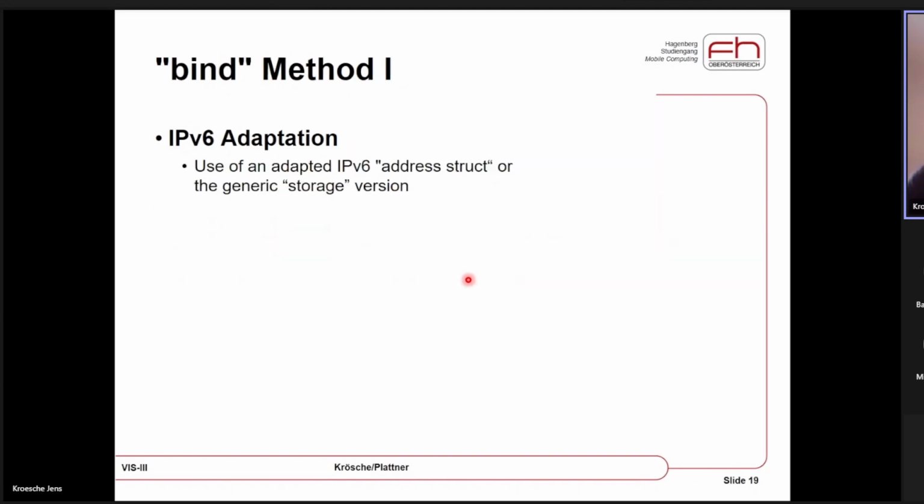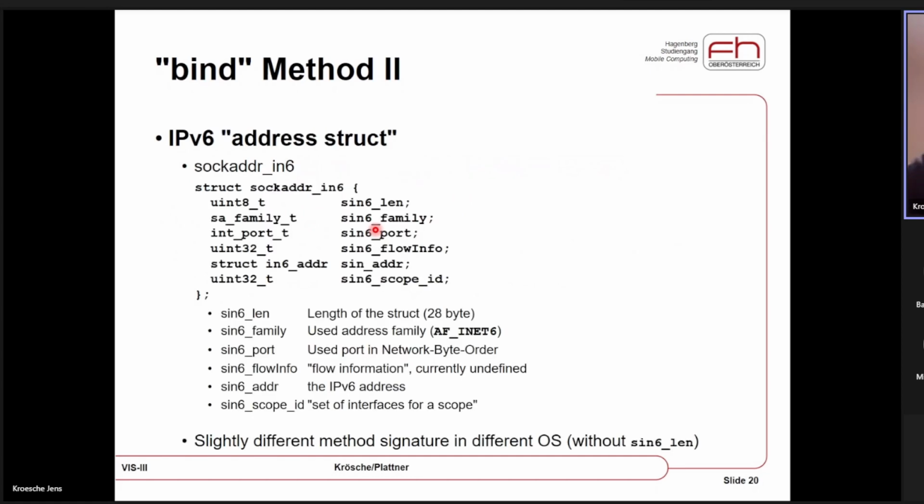For the bind mechanism, you have to use an adapted IP version 6 address struct. We already saw that in the example of inet_ntop and the other way around. Or we can use a generic storage version of the address struct if we wanted to. But typically, most of you want to use the IP version 6 version of sockaddr_in.